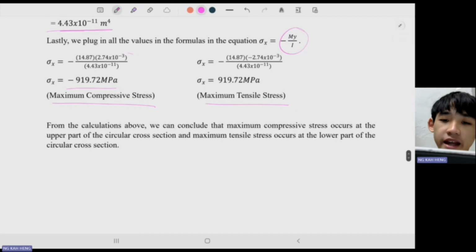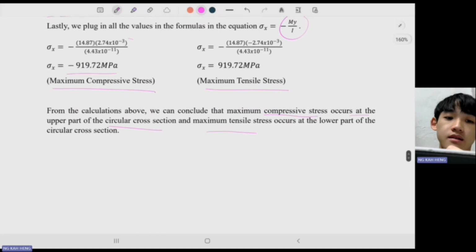We can conclude that the maximum compressive stress occurs at the upper part of the circular cross section, and the maximum tensile stress occurs at the lower part of the circular cross section. So it is actually the same, just in the opposite sense. You can see that the value is the same, 919.72.